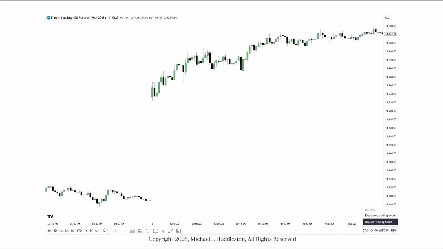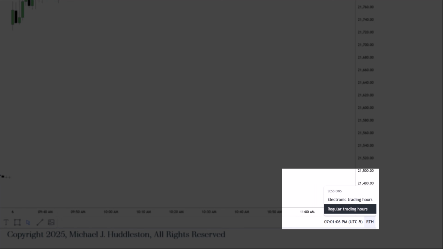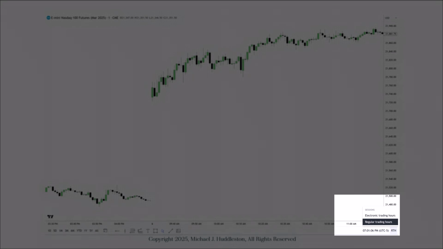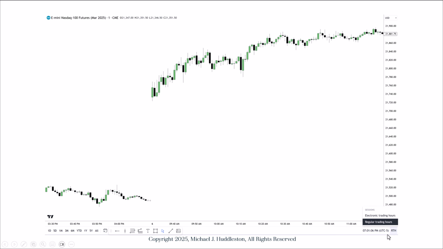First and foremost, you have to check to make sure that your chart is showing regular trading hours, not electronic trading hours. You find that in the lower right hand corner. Usually you'll see RTH or ETH right here, and it has to be toggled to regular trading hours. And the time zone has to be set to New York always.